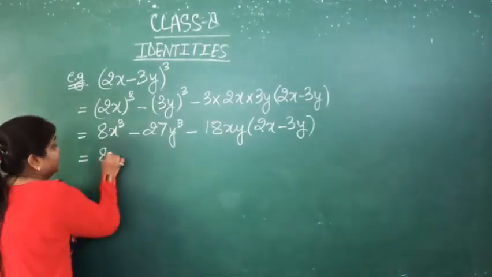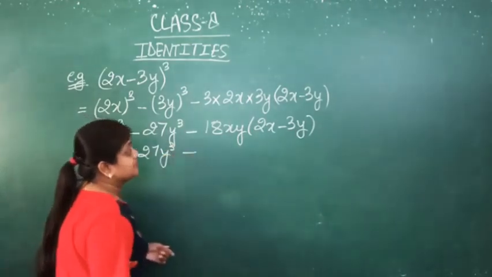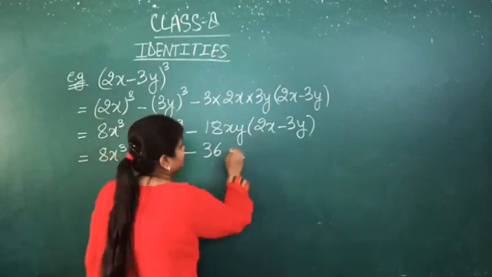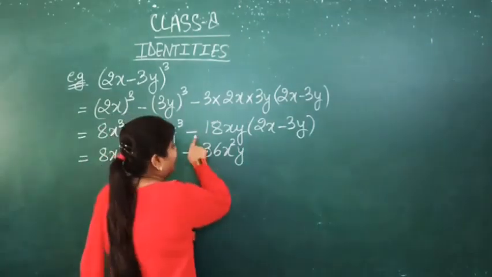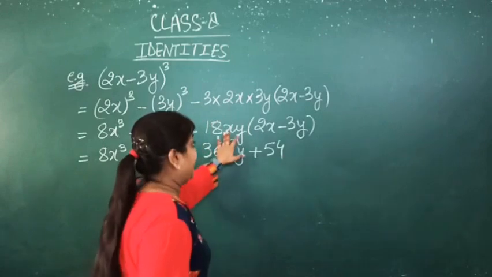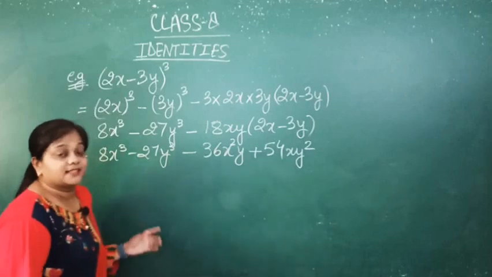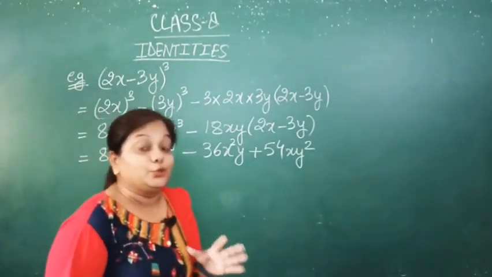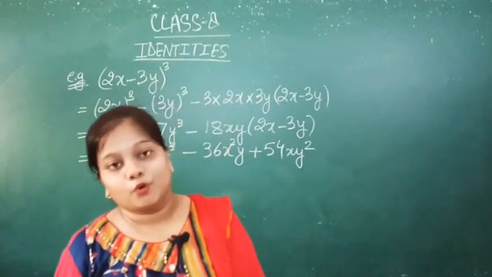Simplifying it, we can write 8x cube minus 27y cube minus 18 into 2 will give 36, and x into x gives x square, and y. Minus 18 and minus 3 will give plus 54, and x and y square will give xy square. This is the answer. Now let's learn how to use these identities for solving and proving some questions.